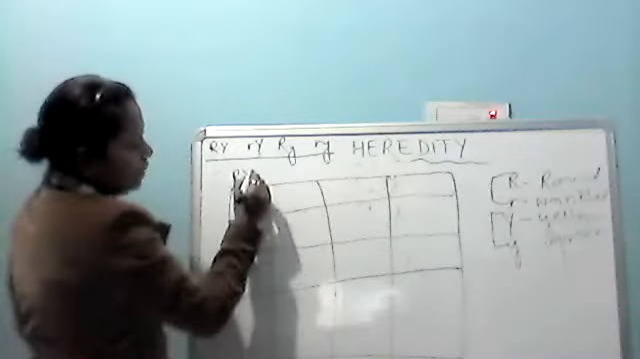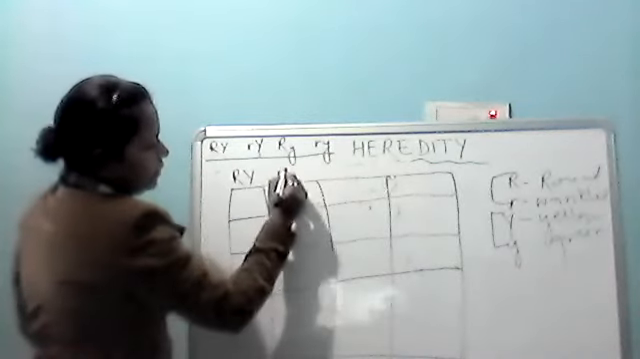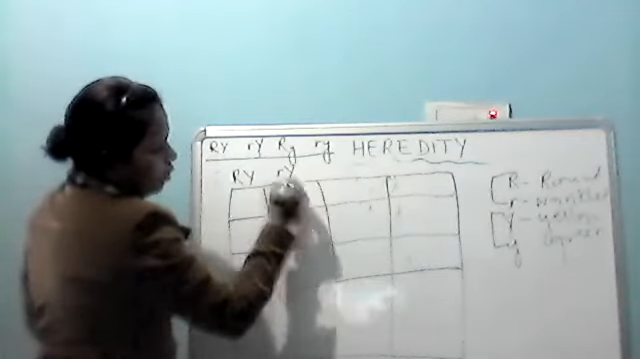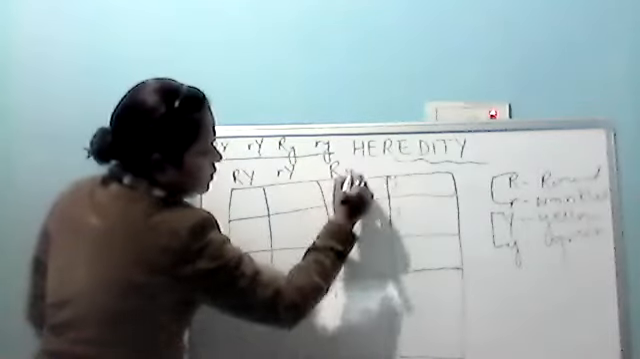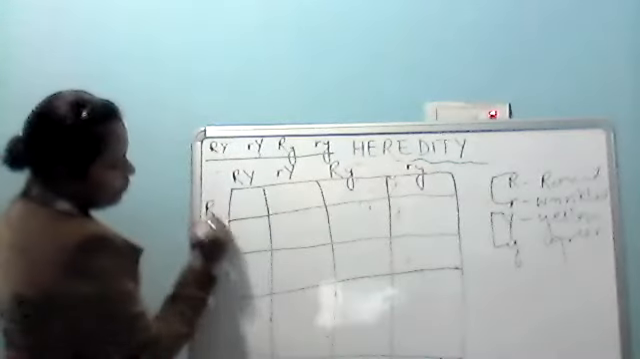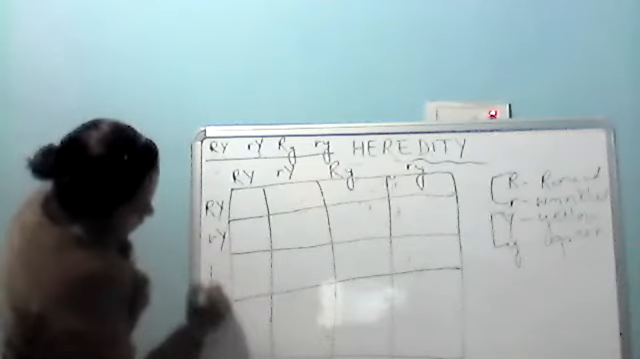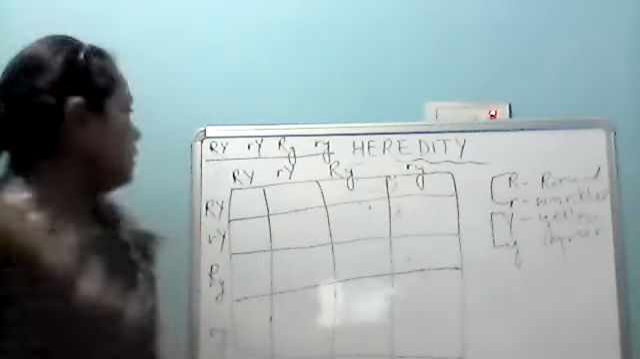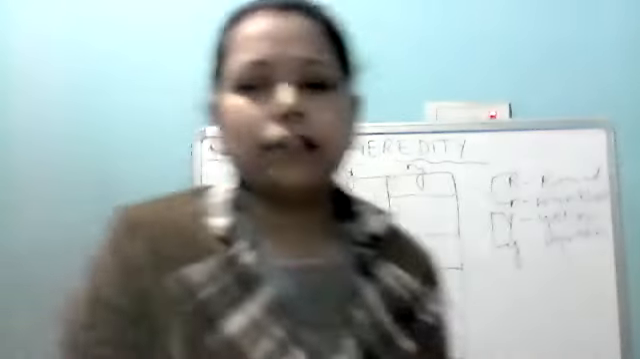And here I am writing round yellow, here I am writing wrinkled yellow, here round green, and this one is wrinkled and green. Similarly here the same is repeated, this one is okay this way. See, now you are going to make the cross, क्रॉस कर करके लिखो.